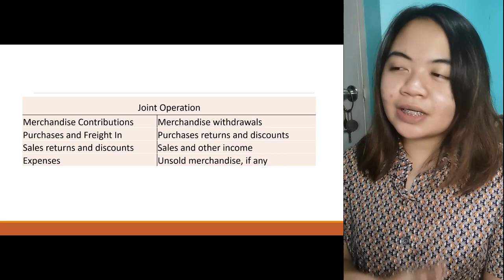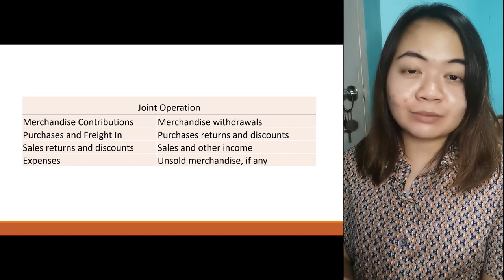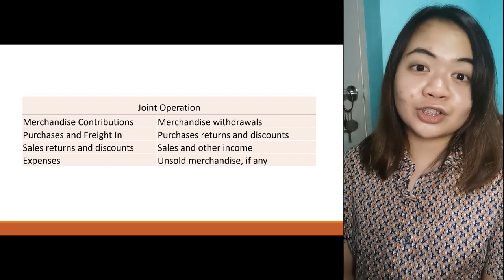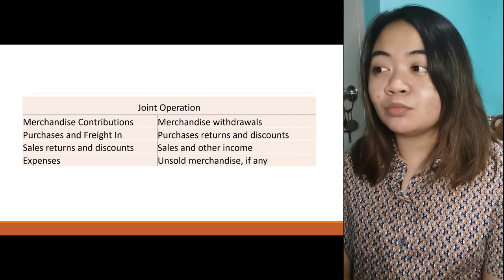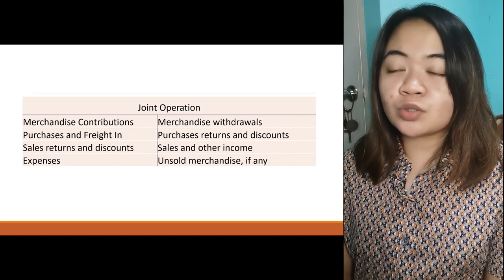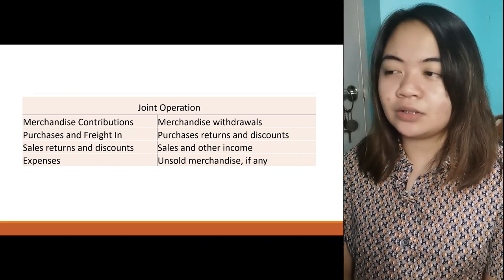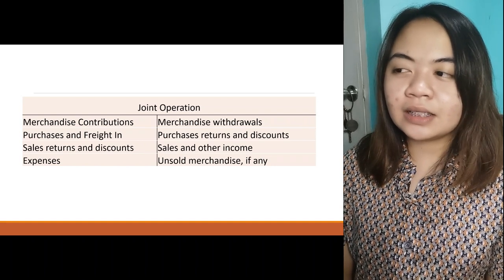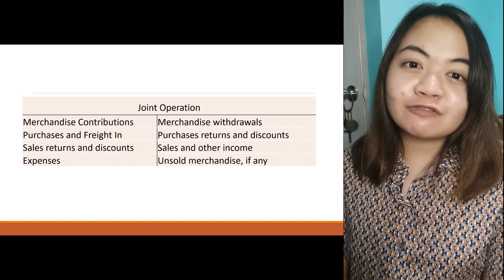Okay? Then, on the credit side ng joint operation, we have merchandise withdrawal. So, pag nagbagong isip na, ay, hindi na 50 million yung ilalagay kong worth na inventory dito, gawin ko na lang, bawas ako na lang 20 million. So, the 20 million withdrawal, withdrawals will be credited sa joint operation. We have purchase returns and discount, naka-credit din. Credit sales or other income, naka-credit din. And then credit unsold merchandise or the ending inventory if meron.